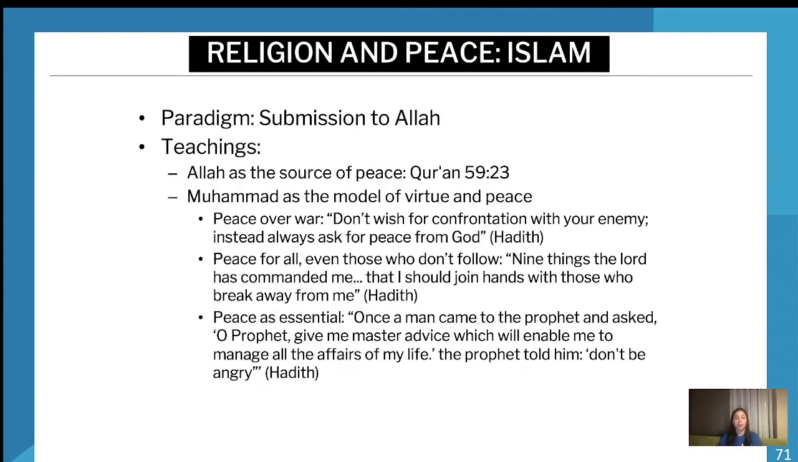And for Islam, the paradigm is submission to Allah, and that's a lot of the time when you're writing about Islam. I don't think there was ever any essay that I wrote that didn't have this line, because it is the paradigm. The teaching is that Allah is the source of peace, and that Muhammad is the model of virtue and peace.